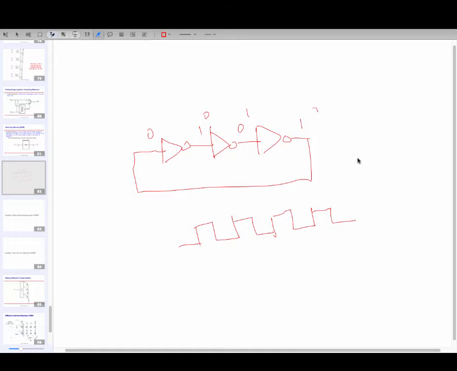But the circuit is humongously complicated, even for this little one. So it's not anything practical. It's just exploring how many inverters you really need. I'll post it on Piazza. That's it. Okay, so let's move on.